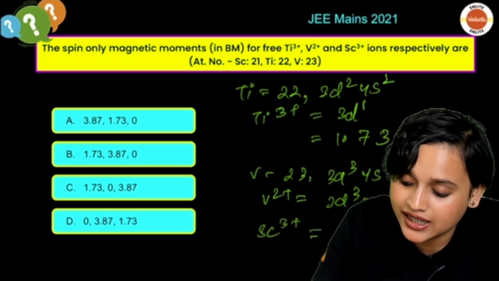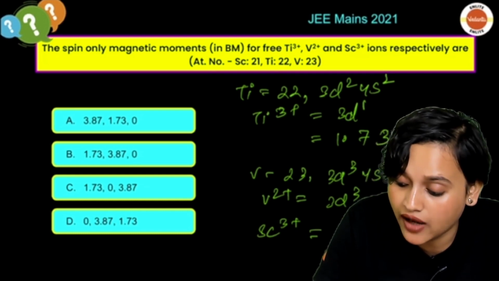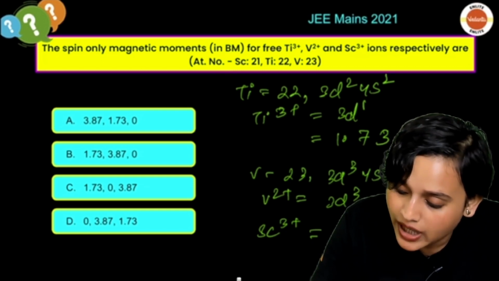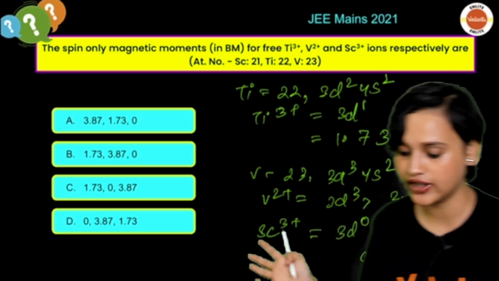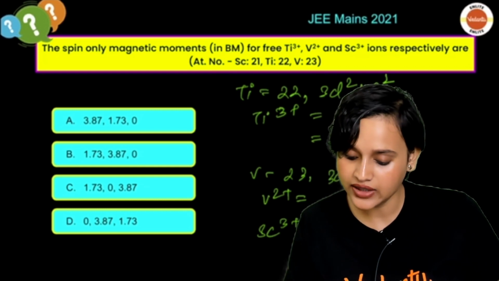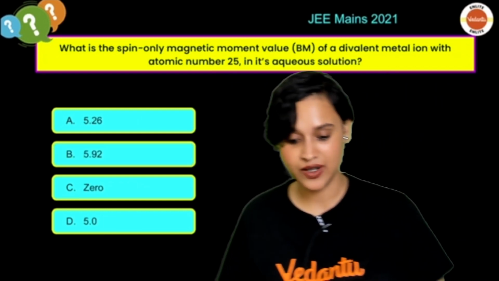Scandium 3+, scandium has an atomic number of 21. That means scandium 3+ will have 3d0 4s0, and that means the Bohr magneton will be 0. So what is it that we are getting at? We are getting option B, 1.73, 3.87, and 0. Yes, option B is the correct answer. Well done, everybody. Well done.